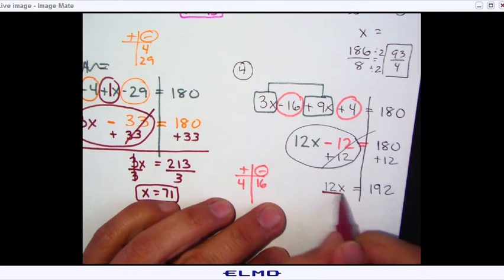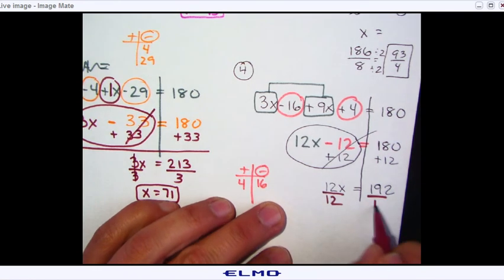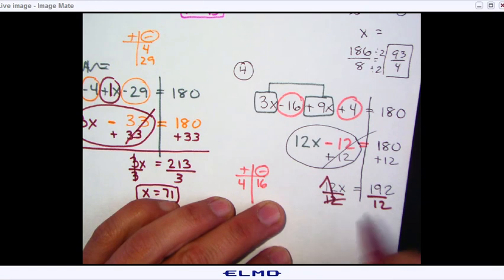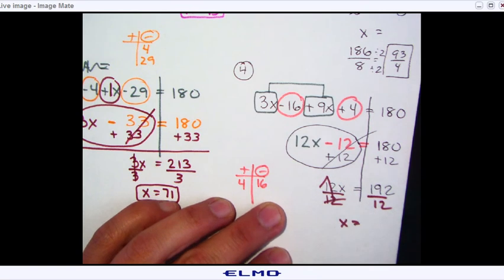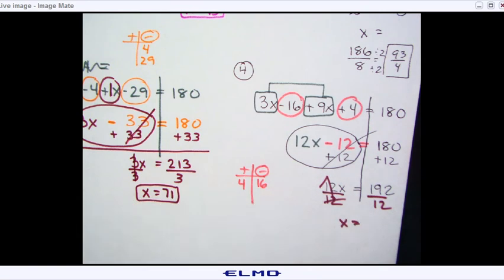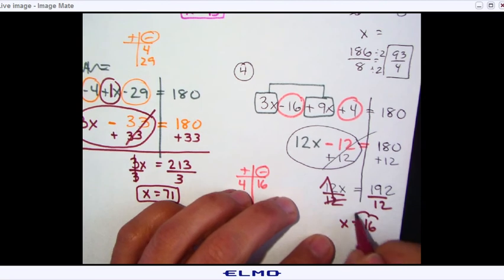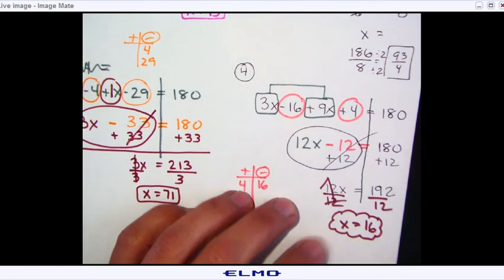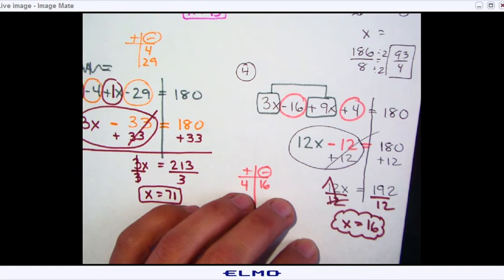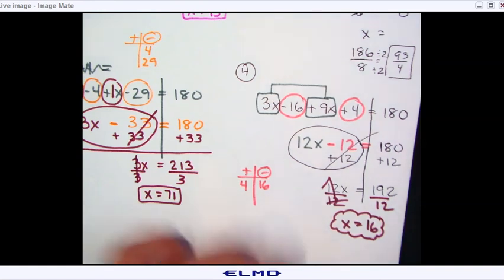And now you go ahead and divide by 12. That gives you a 1x. And now all you've got to do is divide. Here we go. Divide. Boom. 16. There you go. 16. Bam. So what does that mean?